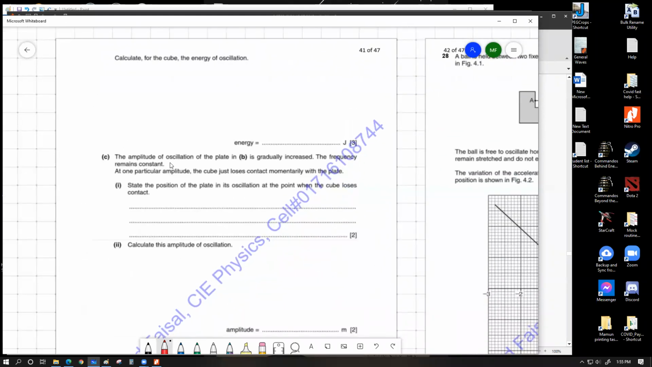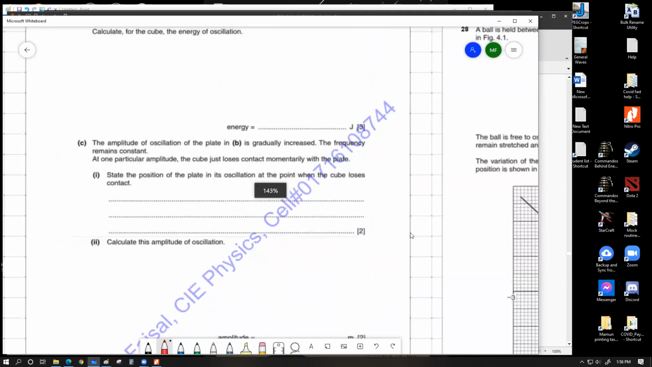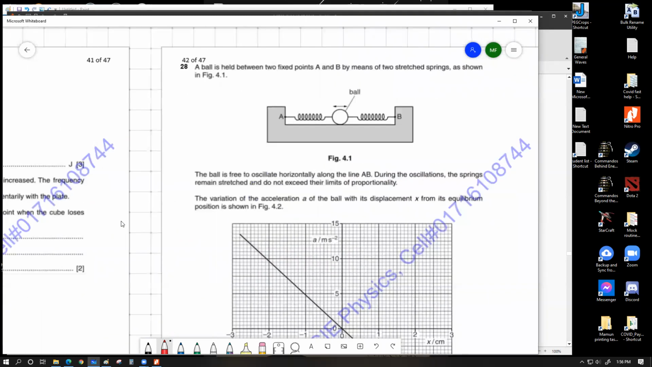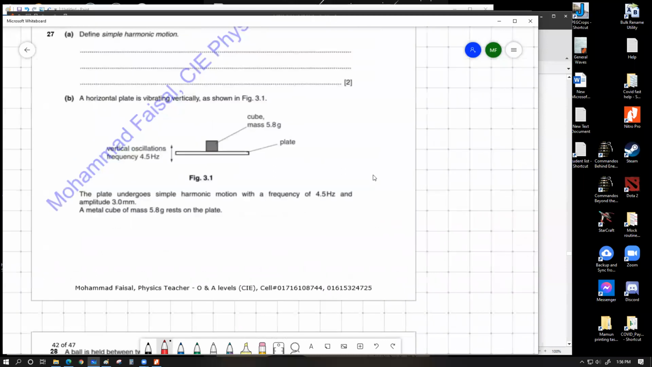In part C, it says the amplitude of the oscillation of the plate, A, is gradually increased. The frequency remains constant. So important information: we're keeping the omega same and increasing the A. At one particular amplitude, the cube just loses contact momentarily with the plate. State the position of the plate in its oscillation at the point when the cube loses contact. Calculate the amplitude of oscillation. So we have to judge that. Let me help you understand by elaborating this scenario.